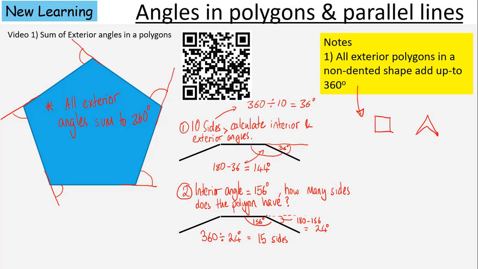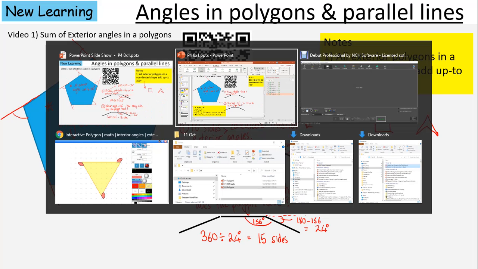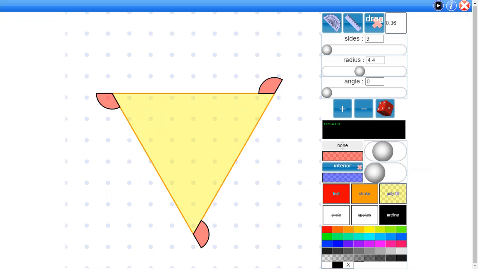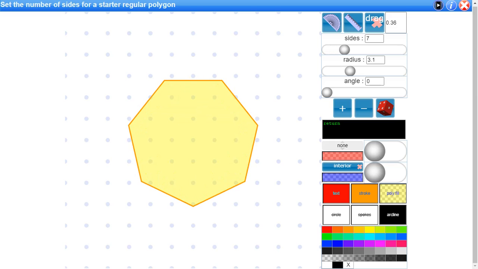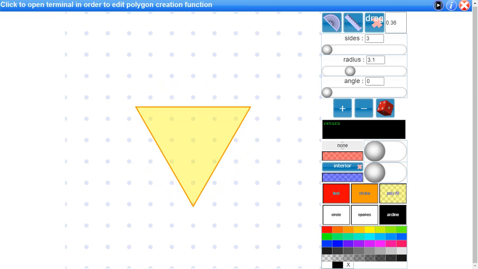The next thing I'd like to suggest is we have a look at this video here. And this is something I'll get you to go on in a second, and you can have a play around to see how this goes. What happens is that when you start this one off, you'll be presented with a screen like this. You've got a slider at the top there that says sides. We'll need that one. That increases the amount of sides that our polygon has.